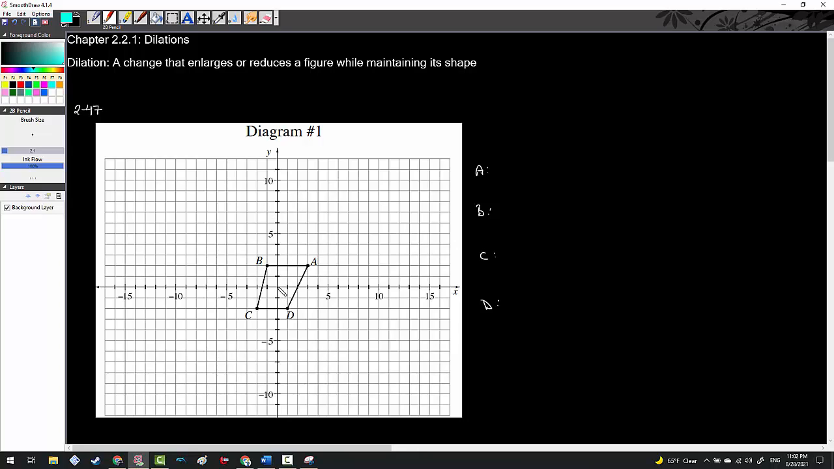Basically, this problem is asking me to enlarge this figure ABCD about the origin. The origin's at the center. From the origin, I'm going to count my slope to get to A. So my slope to get to A will be up 1, 2, to the right by 1, 2, 3. I'm going to write that down.